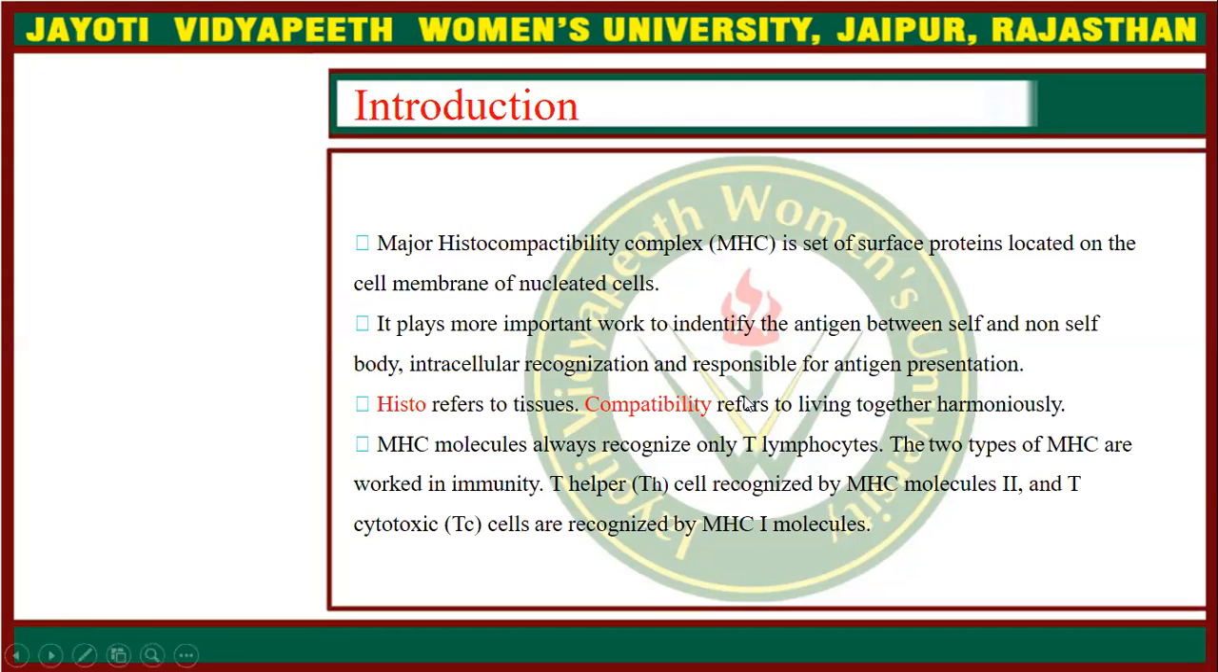So what is the meaning of major histocompatibility complex? Histo means tissue and compatibility means living together. Living together means only self. In the major histocompatibility complex, only two types of cells are involved, and the complex shows the non-self antigen to them. The first is T helper cells and the other is cytotoxic cells.